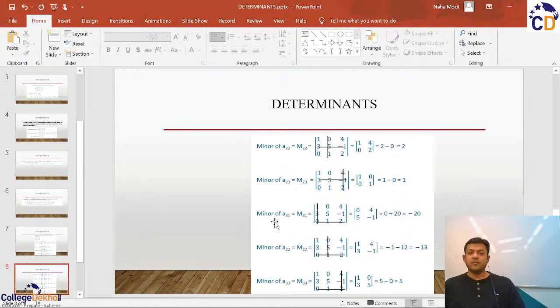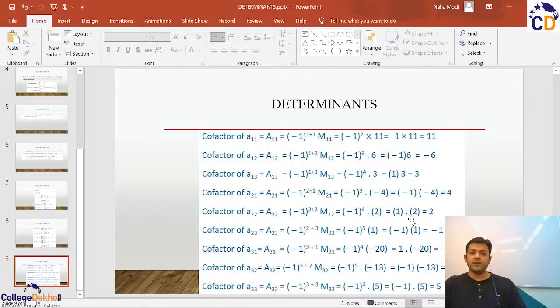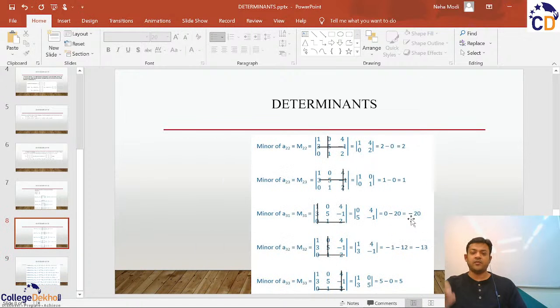Suppose we take the minor of A31, the third row, first column. So we need to hide the first column and the third row. What will be visible is 0, 4, 5, -1. On simplifying, we get 0 minus 20, so that comes out to be -20. So the value of the minor of third row, first column is -20. Similarly, we can calculate each and every one of the minors.